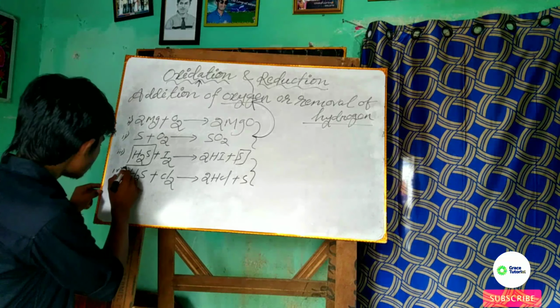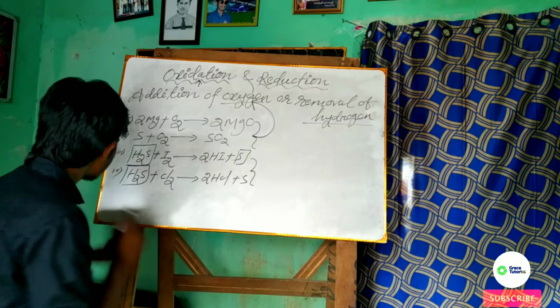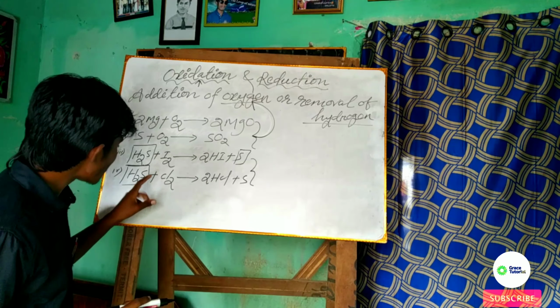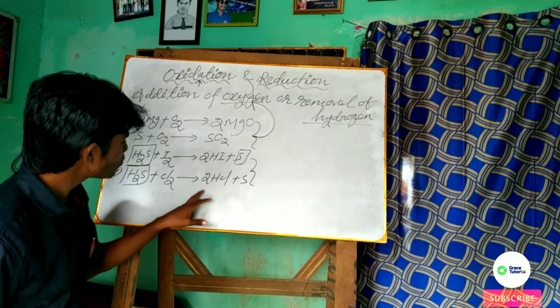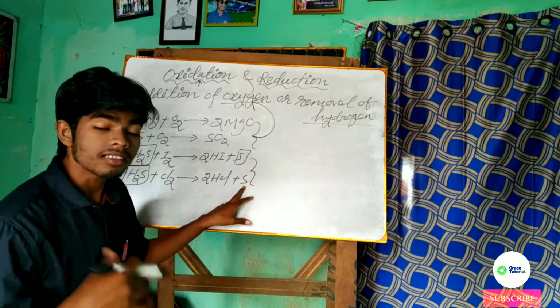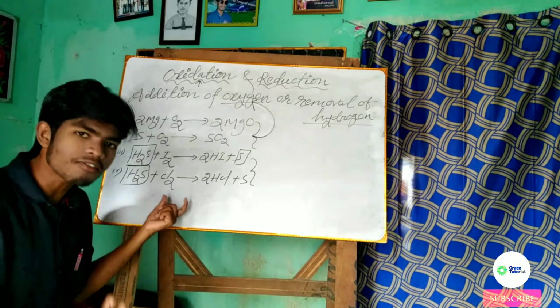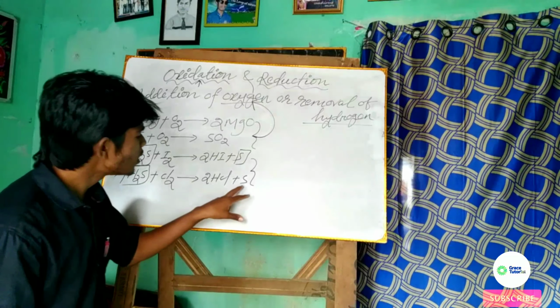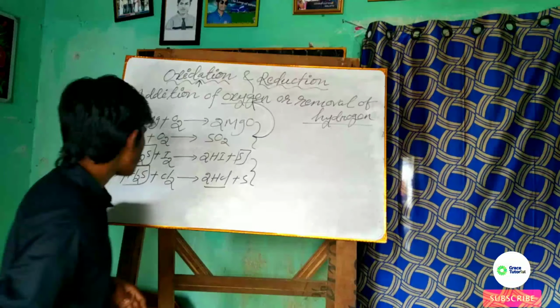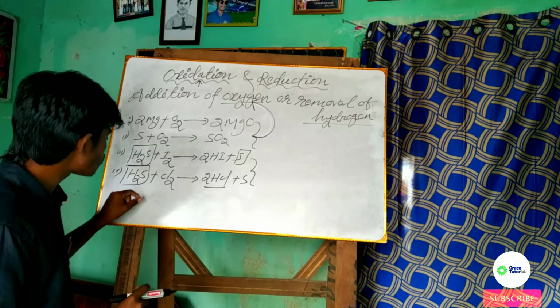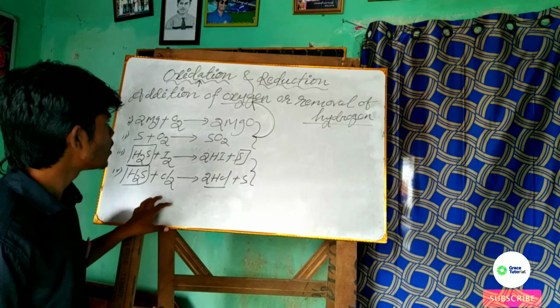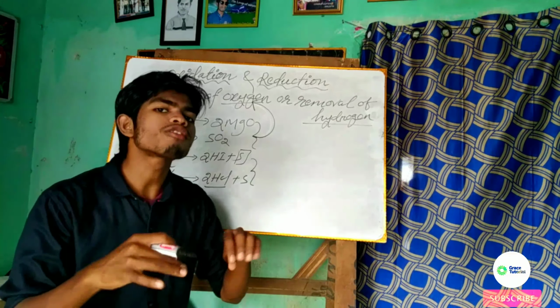Similarly, if you look at reaction number 4, hydrogen sulfide has been treated with chlorine to give hydrogen chloride with sulfur. That means the hydrogen from the hydrogen sulfide has been removed to give sulfur as well as hydrogen chloride. So the hydrogen has been removed in this reaction as well. So this is also an oxidation reaction.